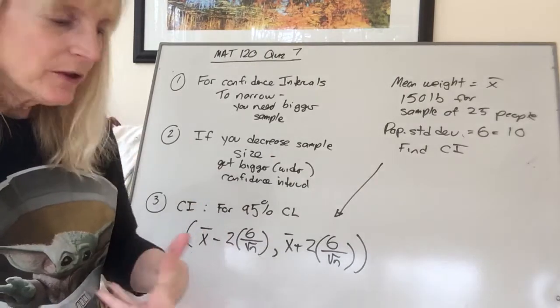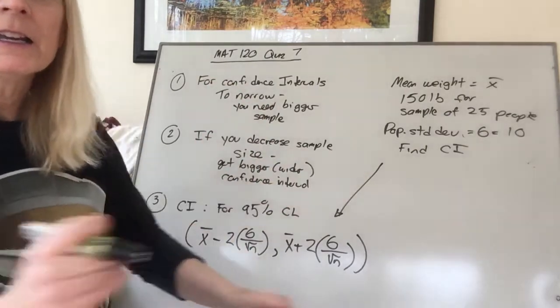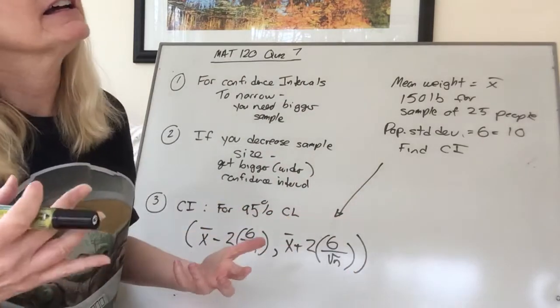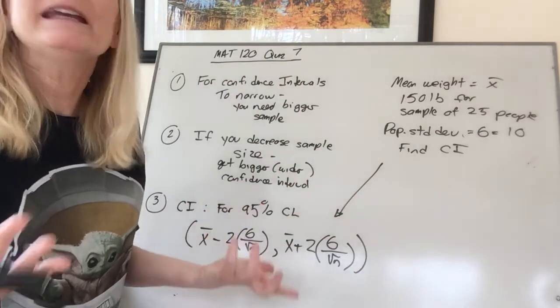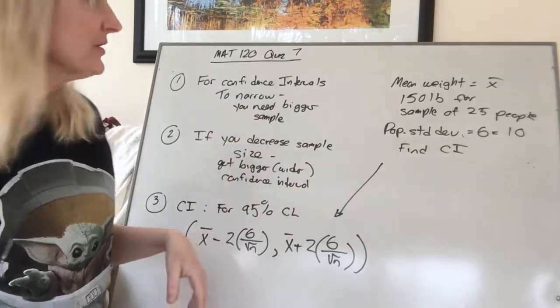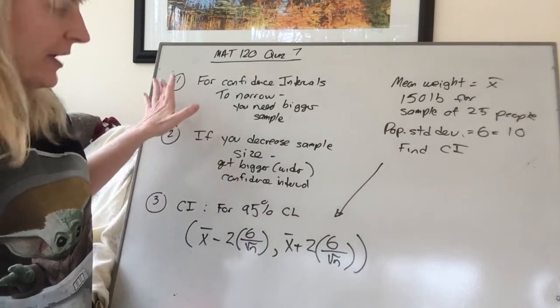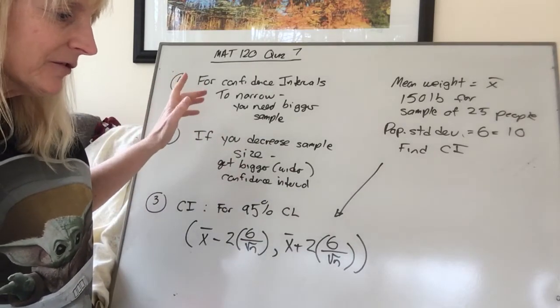So if you went through the notes, a confidence interval is just a range of numbers, like low to high, and it's basically a prediction of where you think the mean is going to be. You're saying the mean is going to be between this low number and this high number. So interval means range, right? So the first question has to do with confidence intervals.